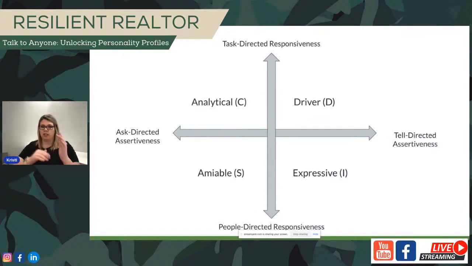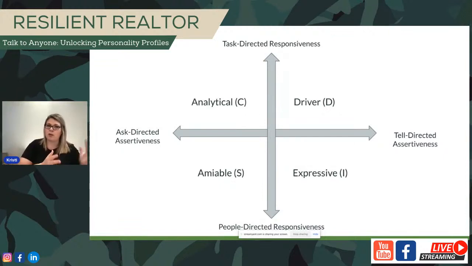So let's look at this map. Task directed: above that grid is your analytical and driver. The task is the means to the end. Get things done. On the bottom is our amiable and expressive. We use people to get things done. So that's one of those fundamental differences between the top and the bottom. The task is more important than the people and how we get there on top. On the bottom, people help us get where we need to get things done. And that's where that focus is going to be.